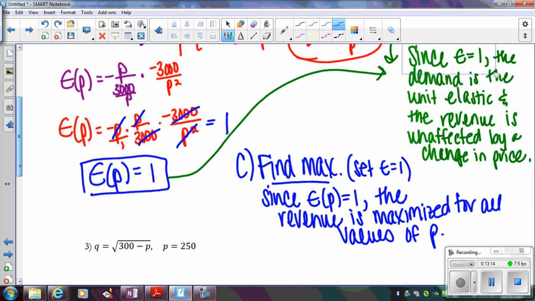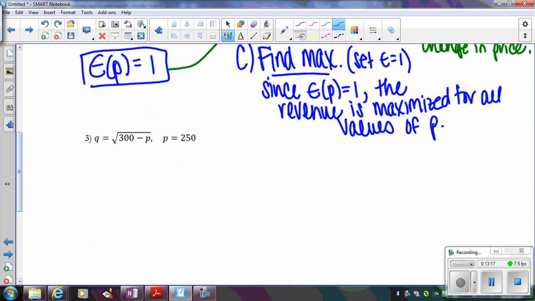So then the last scenario here, we are going to start again with part A. Part A is to find our elasticity function.